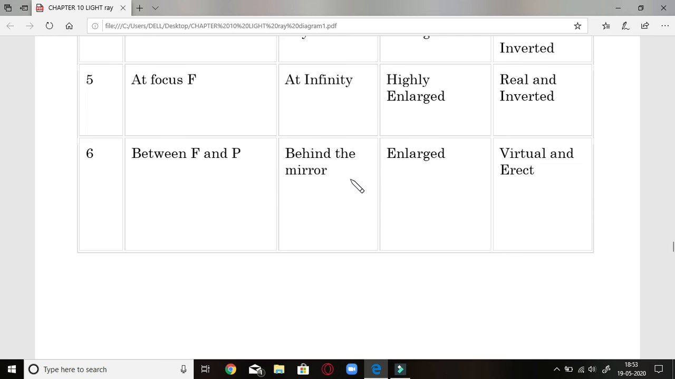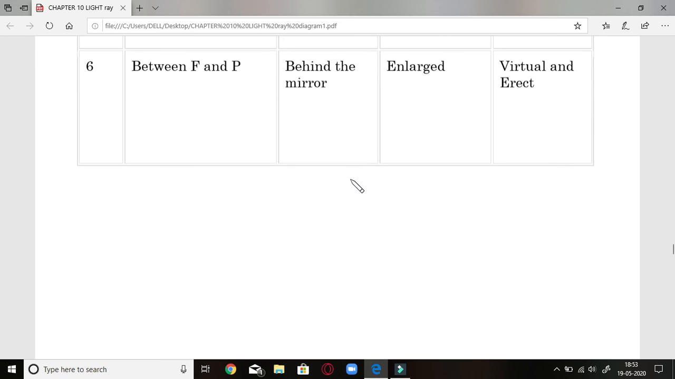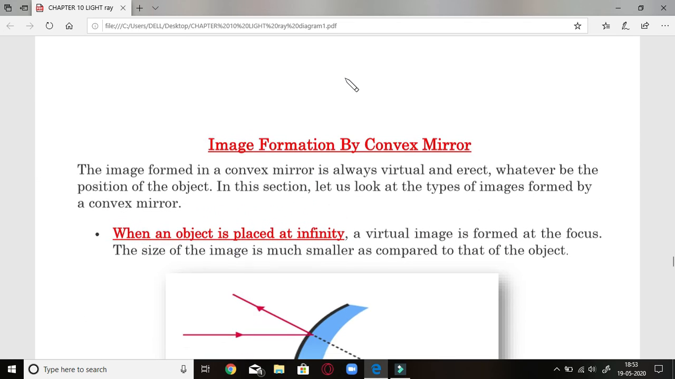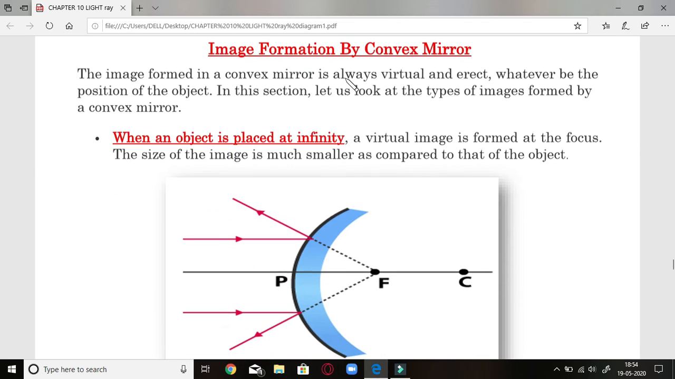And the sixth position, which is totally different, is between F and P, where the image will be formed behind the mirror, highly enlarged, virtual and erect, and we use it for the shaving mirror as well as the makeup mirror.